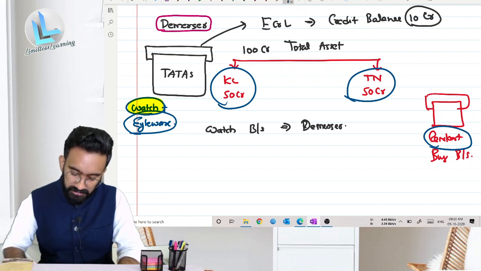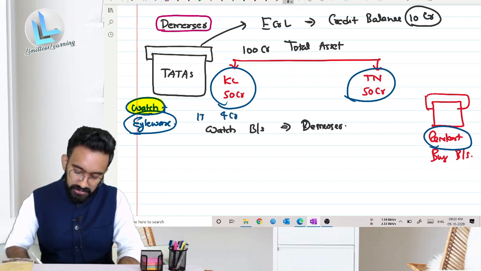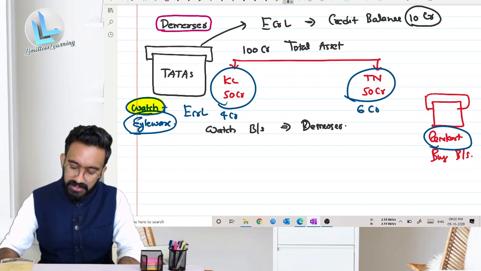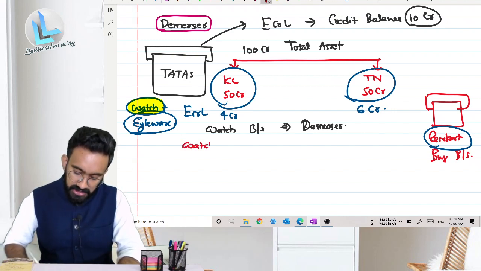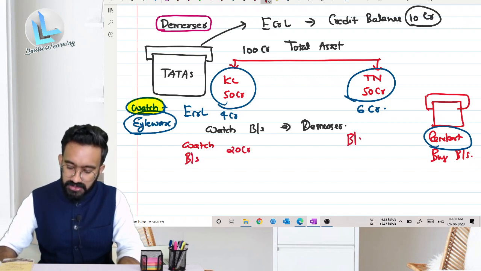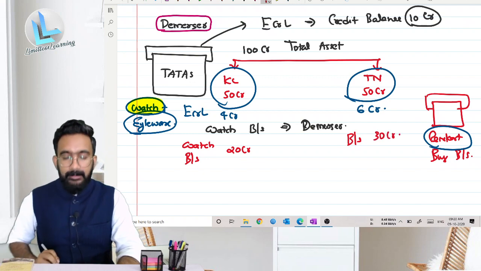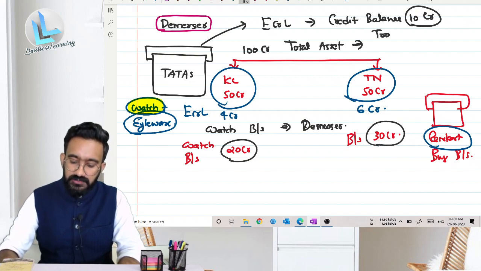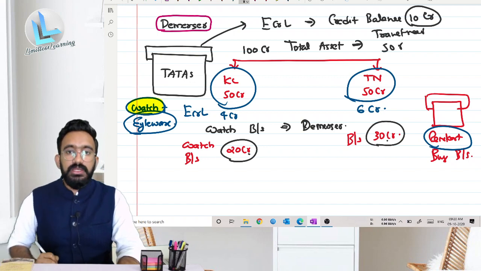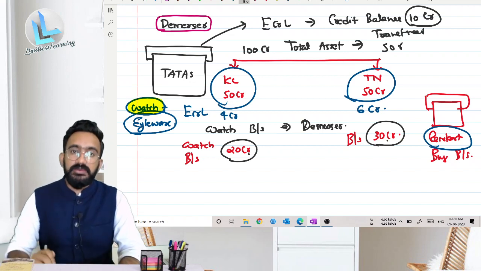This 10 crore is distributed like this. 4 crore ITC electronic credit ledger balance is there in Kerala registration, and 6 crore balance is there in Tamil Nadu registration. In Kerala, the watch business has an asset of 20 crores. Here, the watch business has an asset of 30 crores. So, the total asset transferred is 20 plus 30, 50 crores. Out of 100 crore asset, 50 crore asset has been transferred to Lenskart.